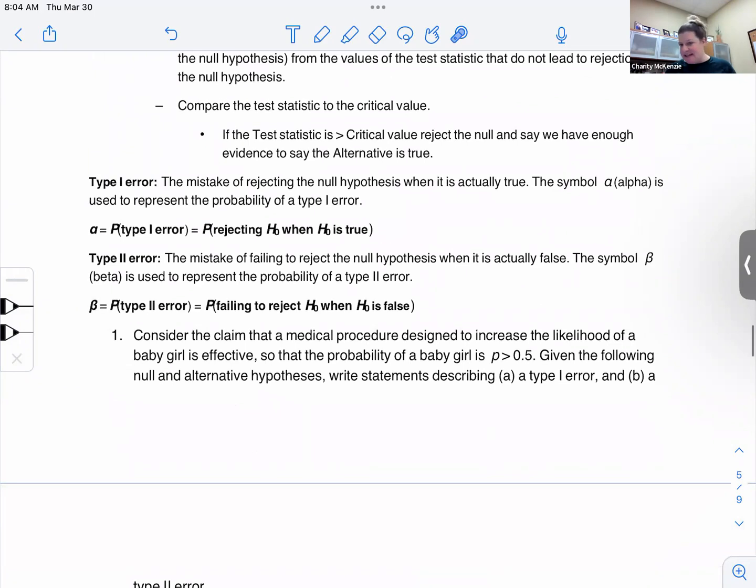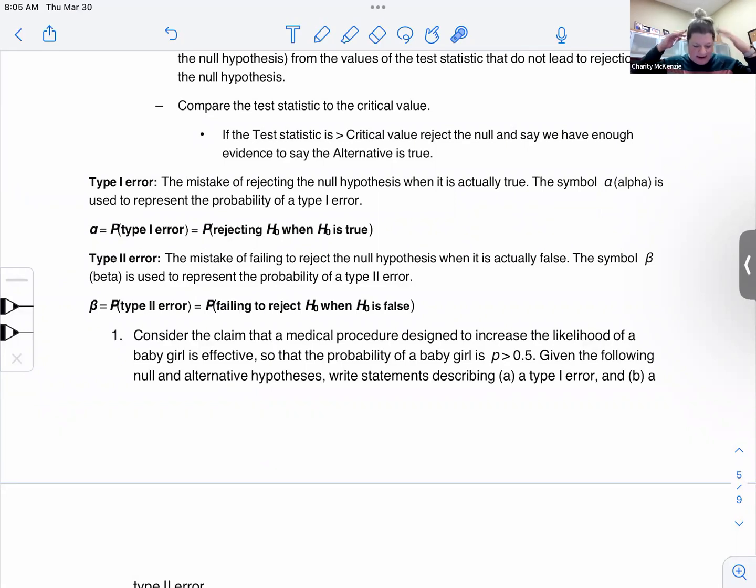One other idea is the type error. What type of errors do we have? So our first type of error is we could make a mistake of rejecting the null when it's actually false. So we're going to make a mistake of rejecting the null.